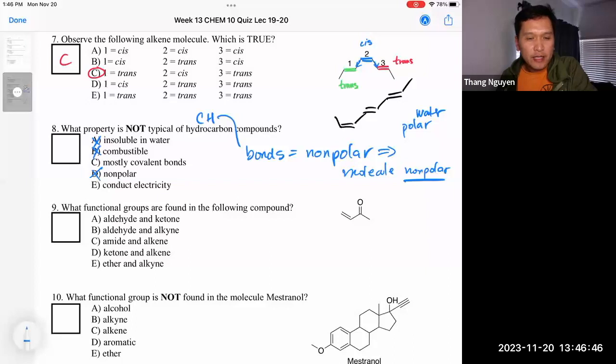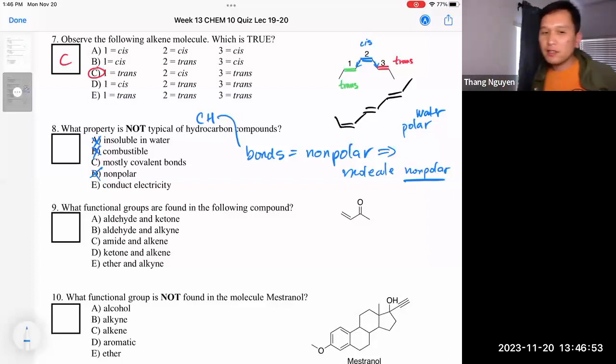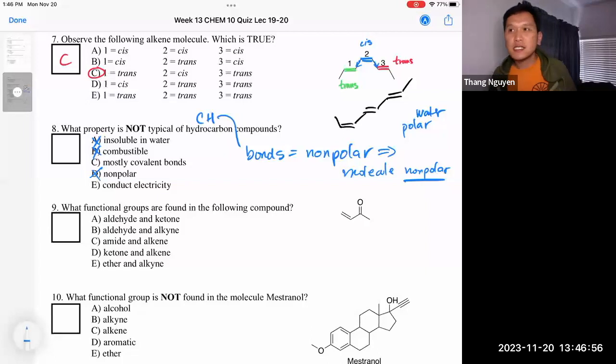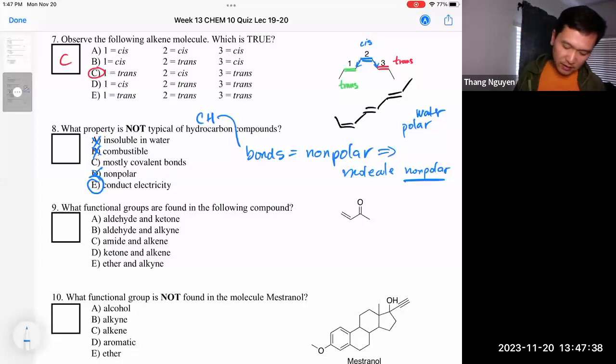Let's go to E. Will they conduct electricity? Hydrocarbons conduct electricity. What do you need to conduct electricity? Some kind of ions floating around or electrons floating around, right? So no, they will not be conducting electricity. So E is not true. So the answer would be E. I was hesitant with C because it says mostly covalent bonds. Actually, they're all covalent bonds. But maybe there are some exceptions that we don't learn in this class. So that's why C was kind of tricky. But even though we don't know C, we know that E must have been false. So E was definitely the answer.